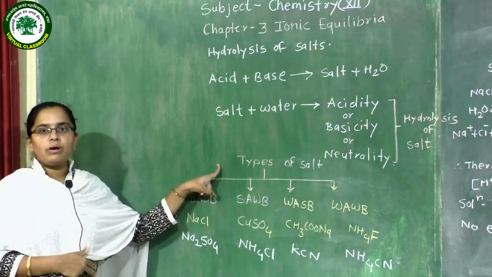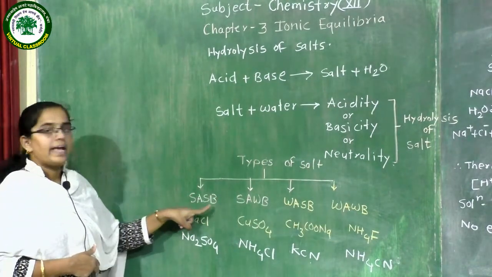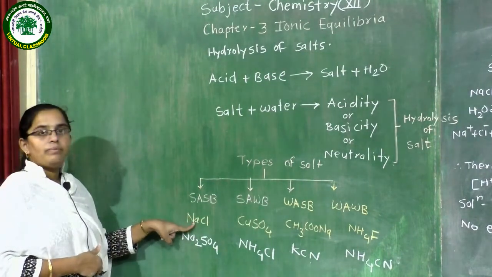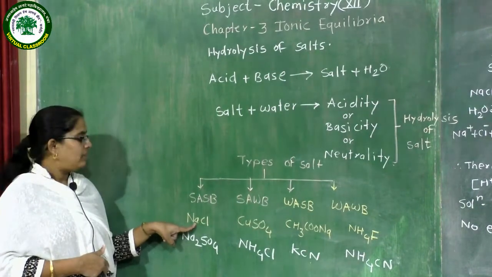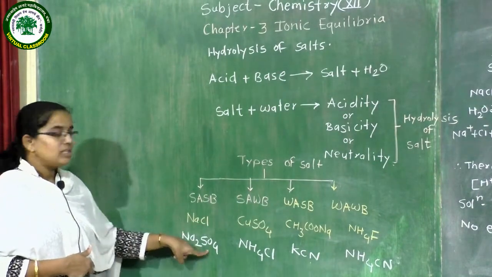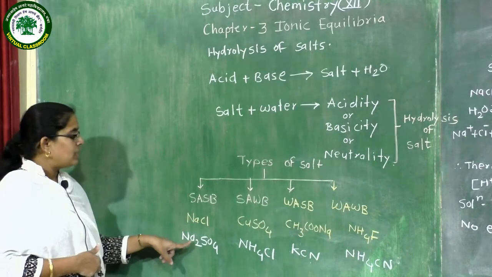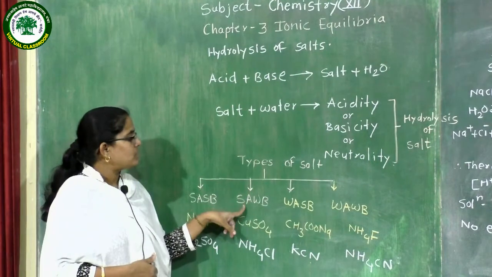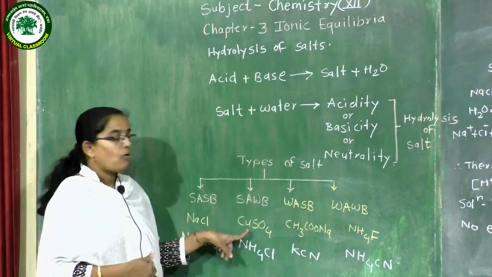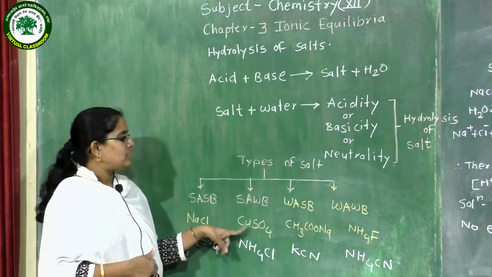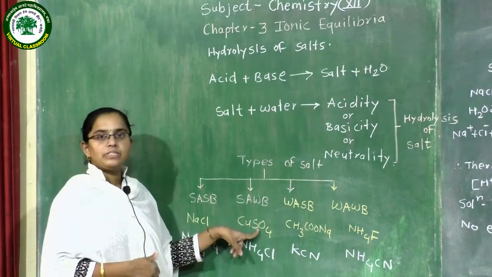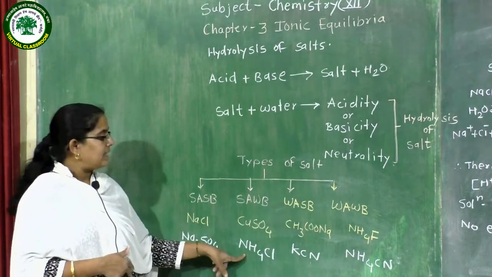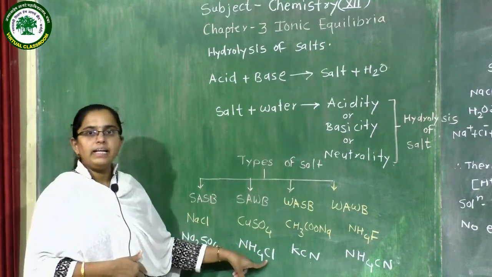There are 4 types of salt. First is a salt of strong acid and strong base. For example, NaCl. NaCl is a salt of HCl and sodium hydroxide. Second example is sodium sulfate. Sodium sulfate is a salt of sodium hydroxide and H2SO4. Next is a salt of strong acid and weak base. For example, copper sulfate. Copper sulfate is a salt of copper hydroxide and H2SO4. Second example is ammonium chloride. Ammonium chloride is a salt of ammonium hydroxide and HCl.